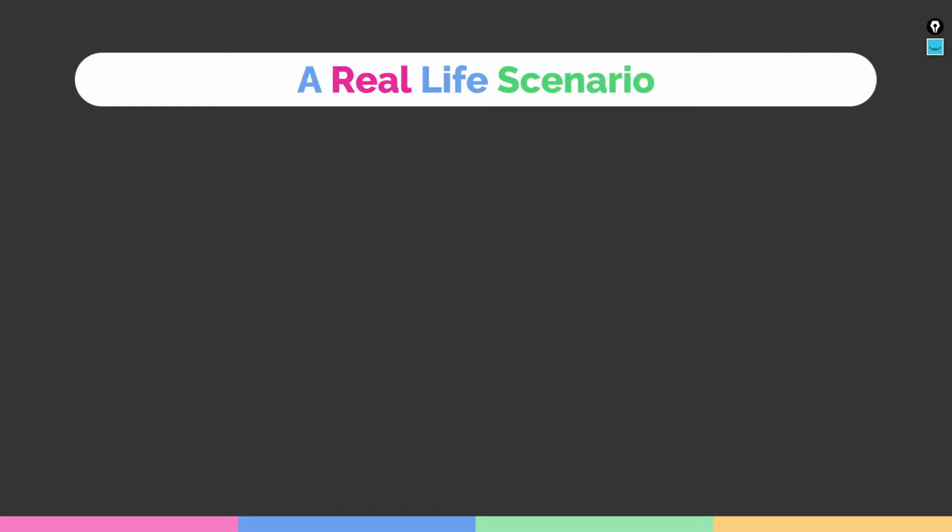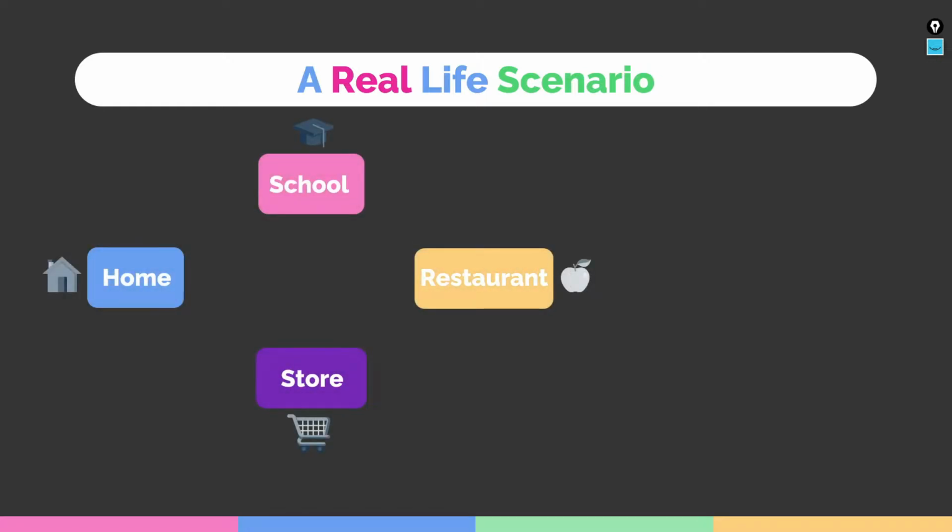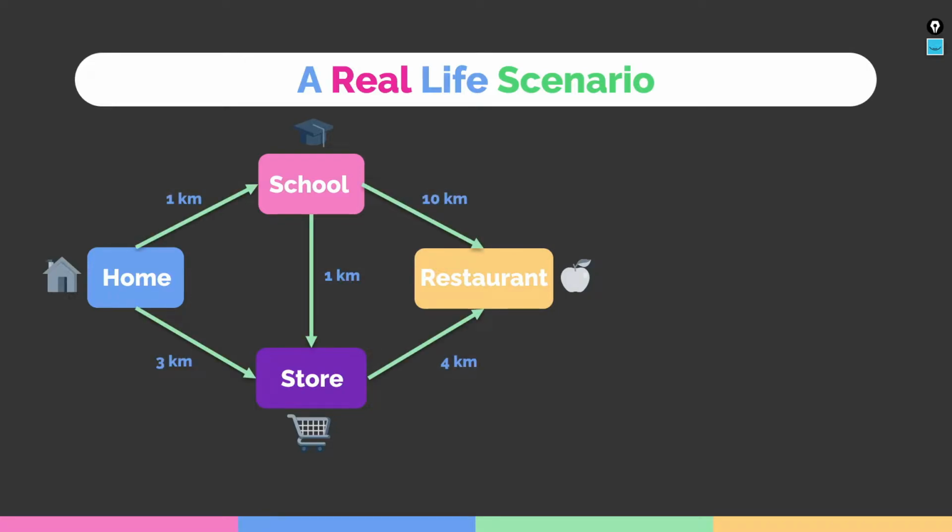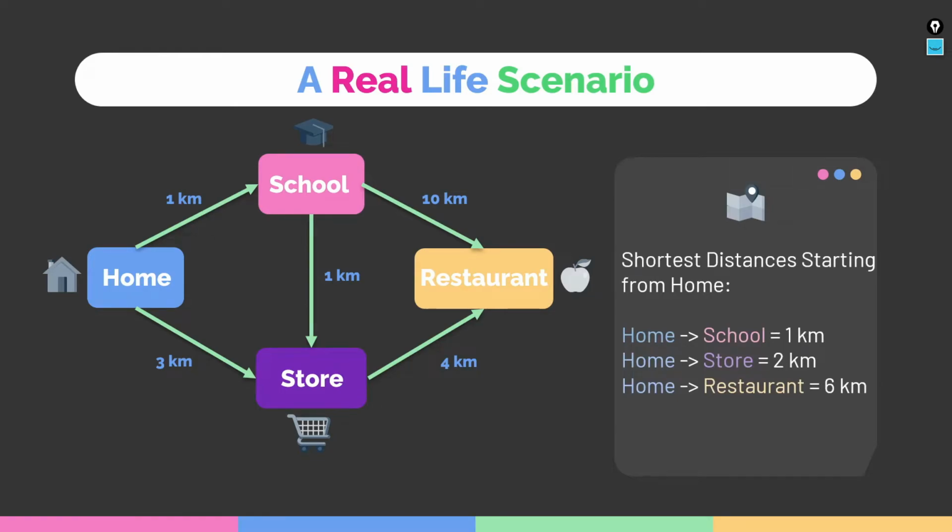So now let's see a real life scenario. There are 4 places: home, school, store, and restaurant, and there are several routes to going. Now let's think that home is our source destination. Now we want to go from home to school, store, and restaurant, but we need to go the shortest distances every time. So if we actually just get the shortest distances, we see that from home to school it's 1 kilometer, from home to store it's 2 kilometers, from home to restaurant it's 6 kilometers.